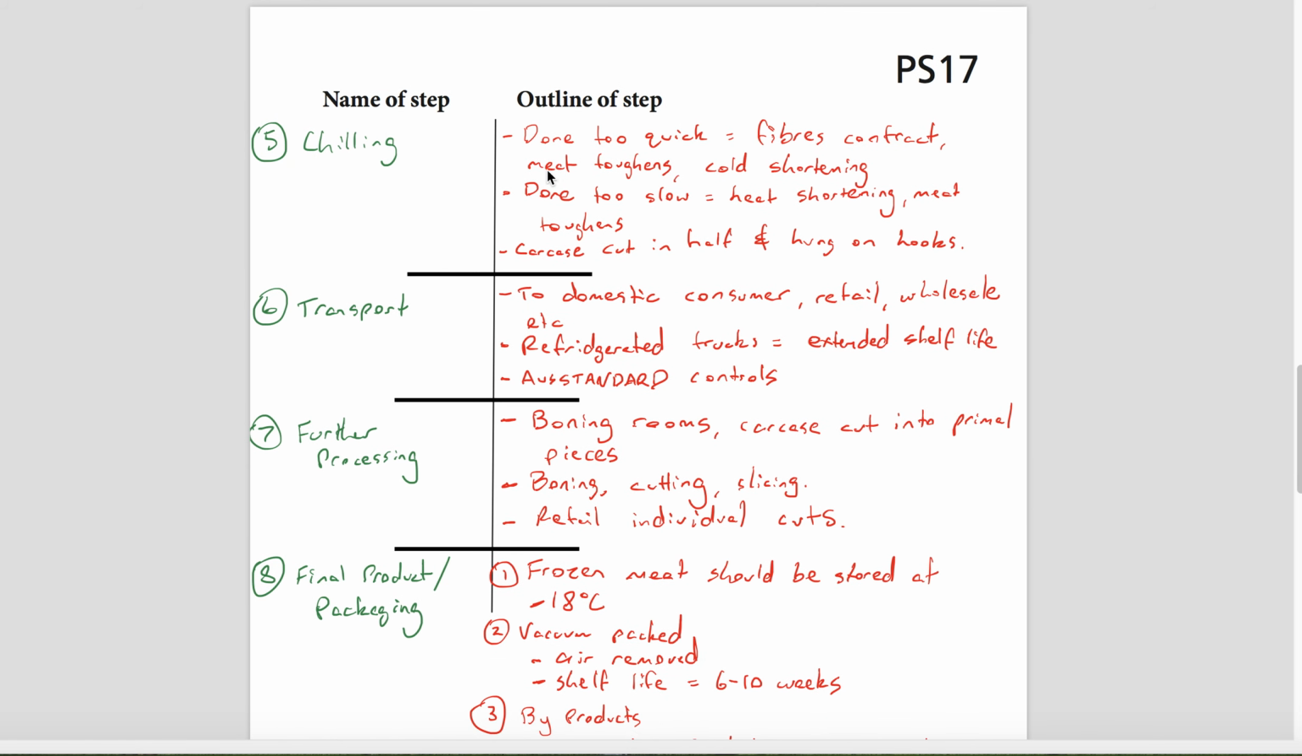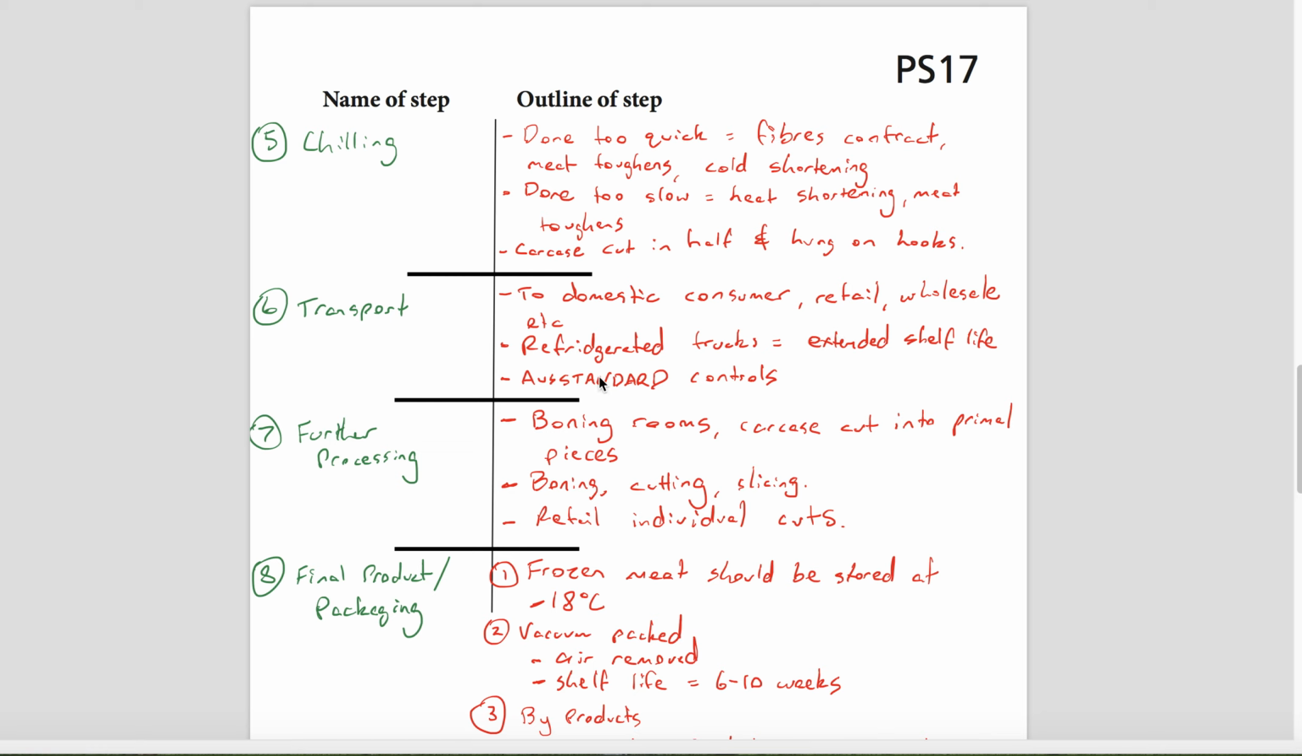After that, you have chilling. The carcass needs to be chilled. If it's done too quickly, the fibers will contract and the meat toughens, and that's called cold shortening. If it's done too slowly, it's called heat shortening, and the meat toughens again. The carcass is often cut in half and hung on hooks. It then might be transported to a domestic consumer or a retail butcher at a supermarket, for example, in refrigerated trucks, which helps extend the shelf life.